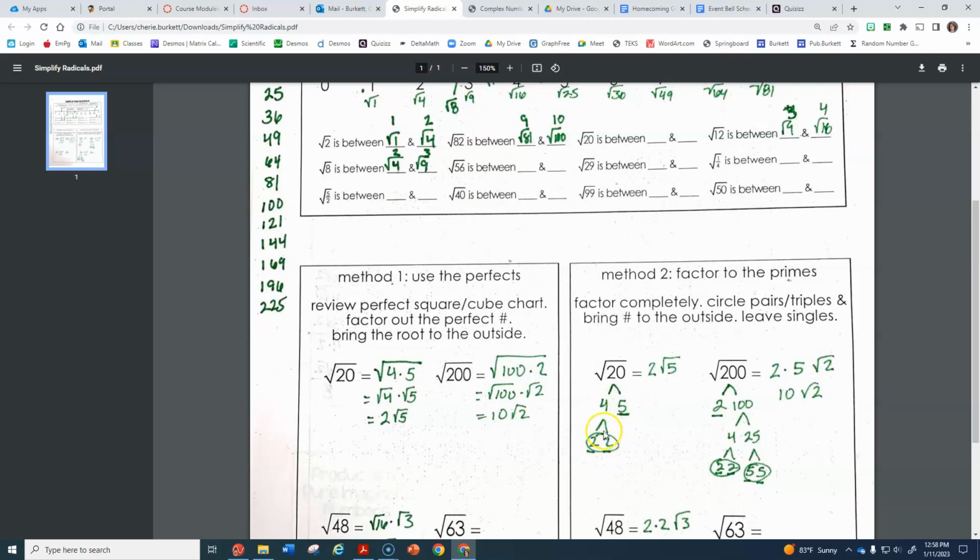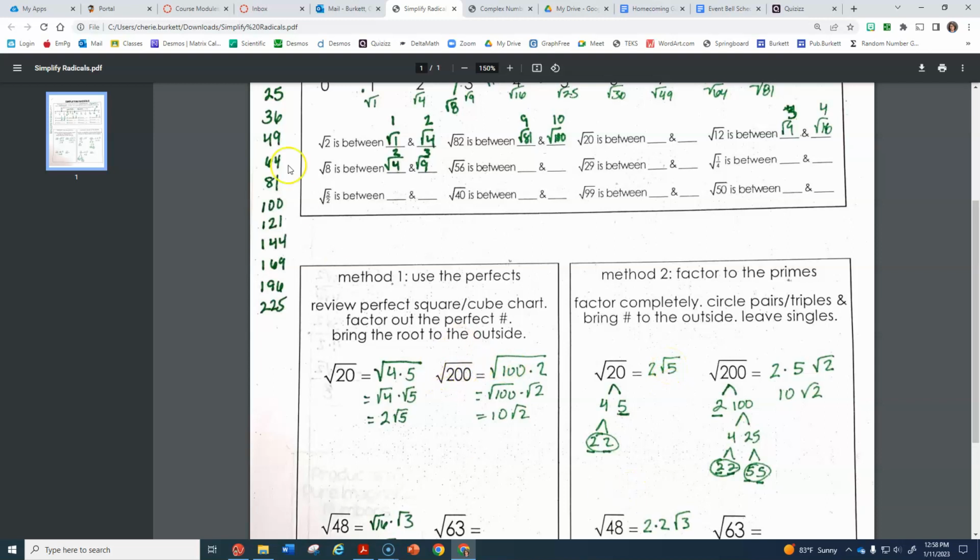And then for every pair of prime factors, whatever it's a pair of, that number gets written on the outside, and those things that don't pair up have to stay underneath the radical. So I had a pair of 2s, so I have one 2 on the outside because I had one pair of 2s, and then I had a 5 that didn't pair up with anything, so it stayed inside.